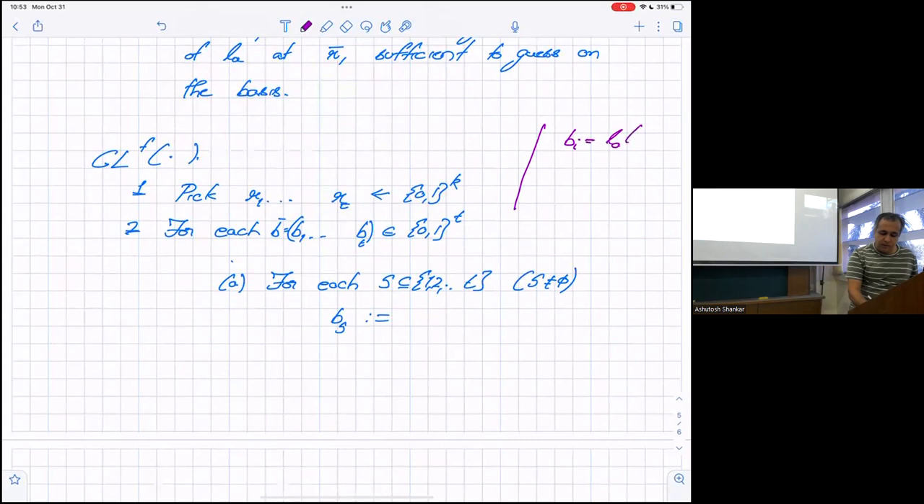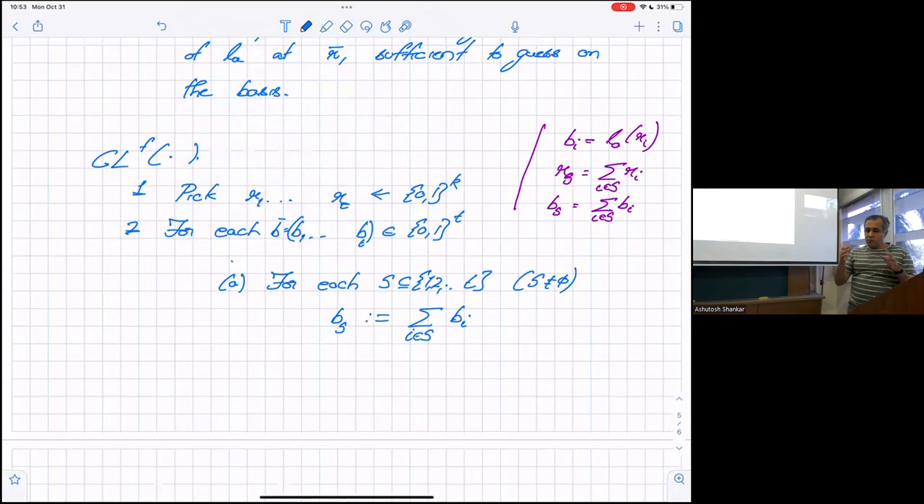So we'll now construct the element RS. What is RS? RS is the summation of RI, I in S. It's all linear combinations. So what will the corresponding BS have to be? It has to be the summation of BI, I in S, because of the linear combination. That's the motivation for defining it. So we guess the values on R1 to RT, and once we have the guess on the basis, we have the values on the entire subspace.